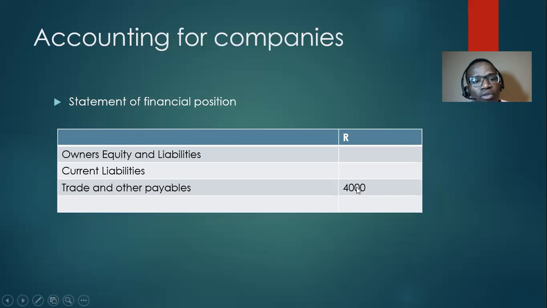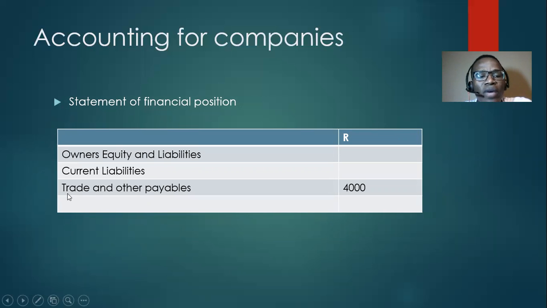Then in the statement of financial position, same concept under current liabilities. Why do we say current liabilities? Because that telephone expense is going to be paid within the next 1 month. Usually it takes 1 month after they receive an invoice, right? Then it's going to be under current liabilities.